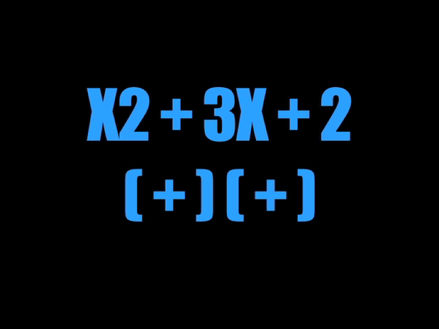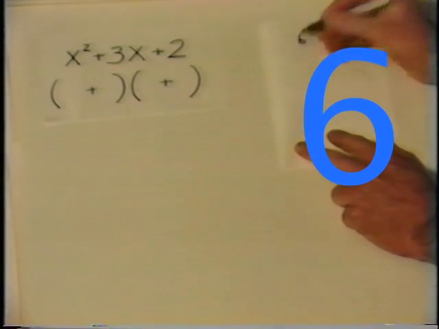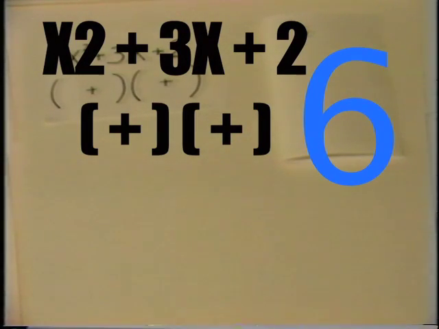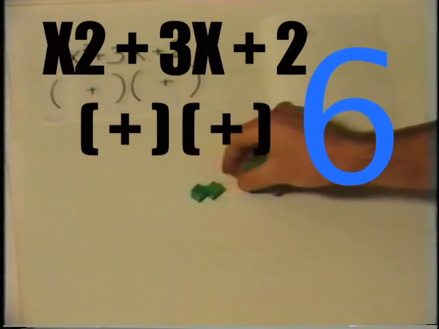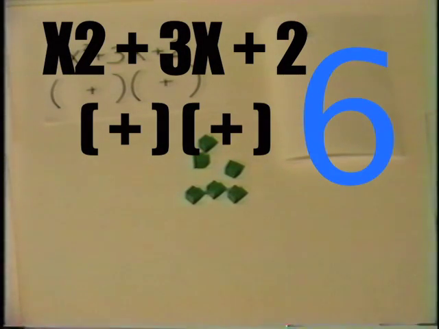Before we try to learn how to factor x squared plus 3x plus 2, let's look at something that is more familiar. Let's look at the number 6. We will learn how to factor the number 6. Let's look at that amount. 1, 2, 3, 4, 5, 6. We have 6. Now we are going to factor 6. We cannot do something that we don't understand.